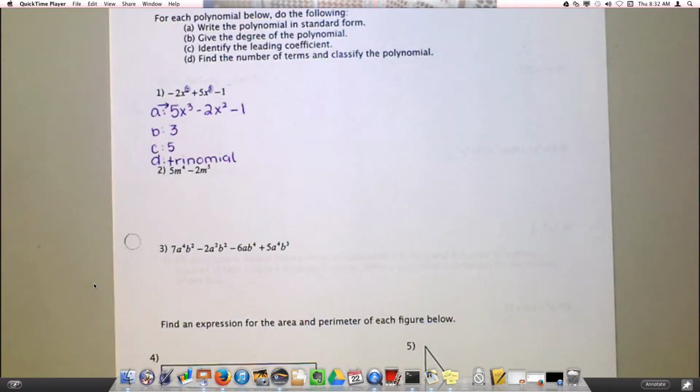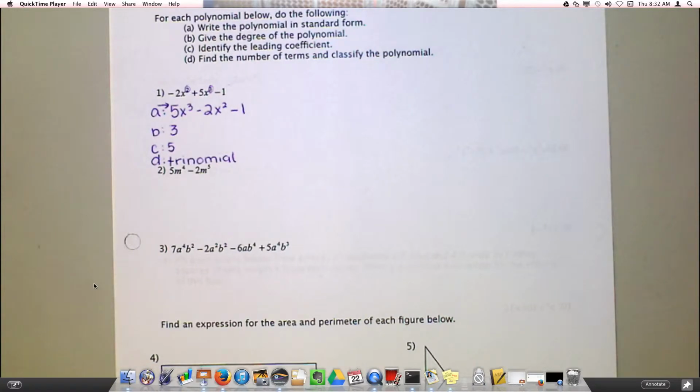Nope, they really don't have fancy names past trinomial. So this one you would just call a polynomial. Anything beyond 3 you just call a polynomial. But in that case you would have to say polynomial and then 4 terms, okay, to specify how many terms, because polynomial doesn't specify how many terms it has.